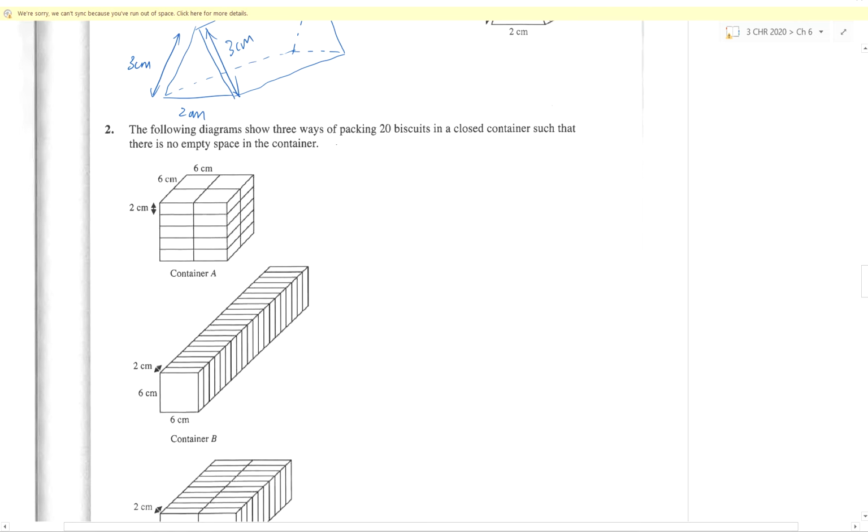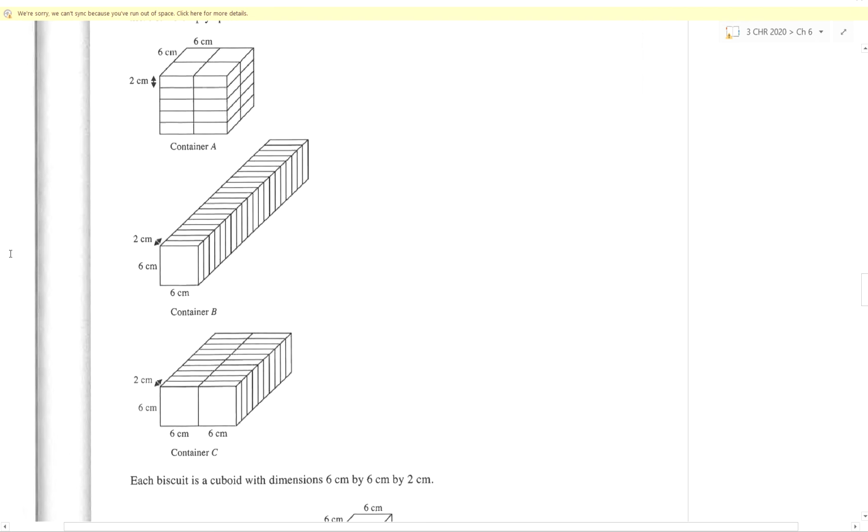Okay, now back to this. The following diagram shows 3 ways of packing 20 biscuits. 3 different ways in a closed container such that there's no empty space. Okay, so the first way is in container A. You put it side by side, 4 pieces side by side, then you stack them up. Okay, that's one way. The other way, in container B, you just repeat them all the way. In container C, you put 2 of them side by side, and then you repeat the same process.